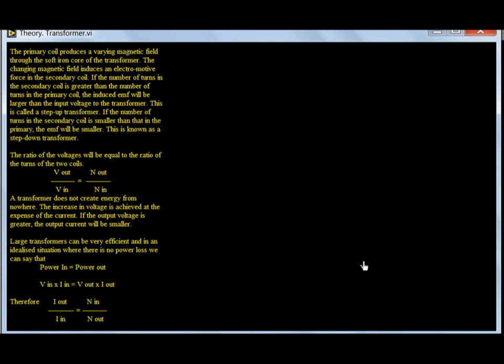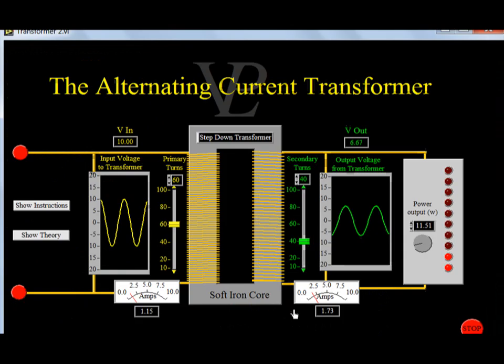So basically a transformer consists of a soft iron core, with what you call the primary windings and the secondary windings. The primary windings are where the EMF, electromotive force or voltage, goes in from whatever source of power is generating it. The secondary side, which is the secondary number of turns, is where you have your output voltage. As you can see, there is V input and V output voltage.